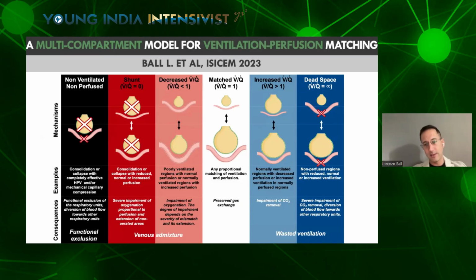On the right side, you will have an area receiving more ventilation than perfusion. If we go to the extreme situation of receiving only ventilation and no perfusion, you will have the true dead space. These will be the areas with increased VQ ratio, and in this case, there is a huge impairment of CO2 removal. Also, since these regions are not perfused, the blood flow and the cardiac output of the right heart will be diverted to the other regions of the lungs.